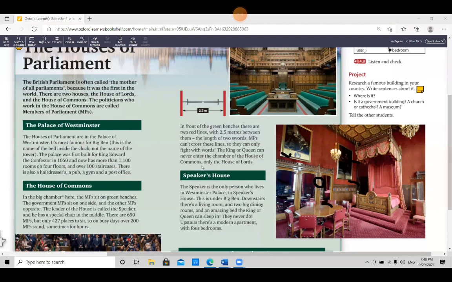So in front of the green benches, can you see the benches? In front of them, there are two red lines, as you see in the pictures, with 2.5 meters between them. So the space between them is 2.5 meters, the length of the two swords. So why 2.5 meters? 2.5 meters equals the length of two swords.